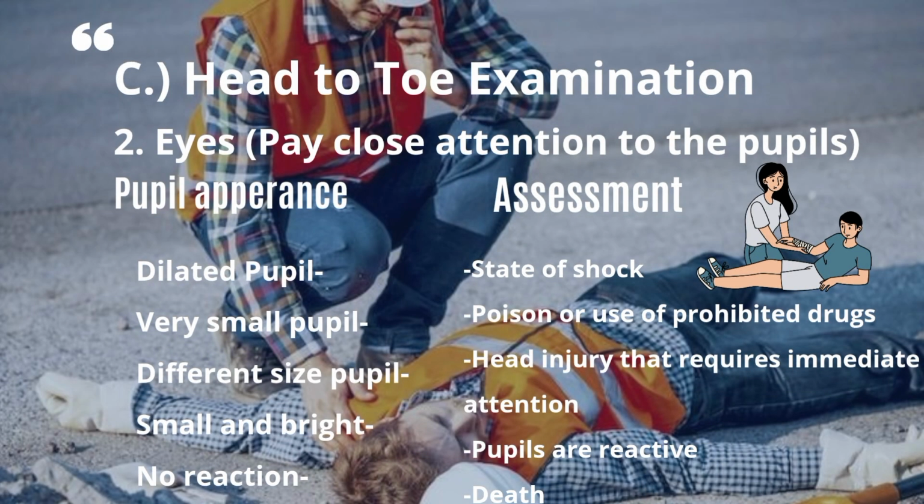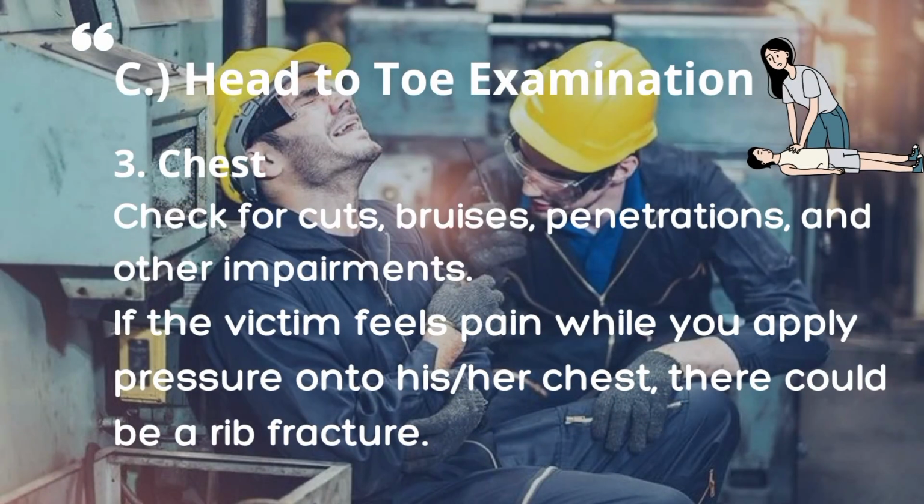Number 2. Eyes. Pay close attention to the pupils. Pupil appearance. Dilated pupil. Assessment: state of shock. Very small pupil: poison or use of prohibited drugs. Different size: head injury that requires immediate attention. Small and bright: pupils are reactive. No reaction: dead.